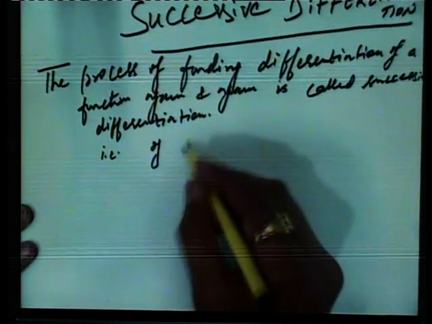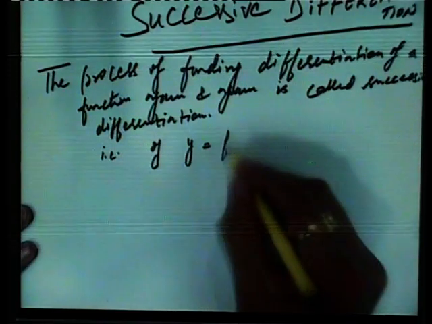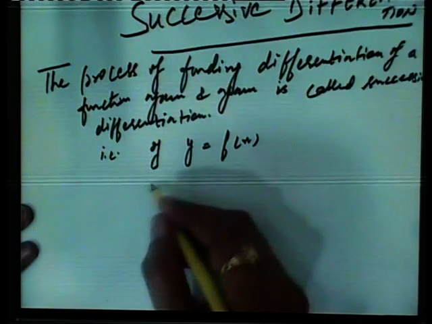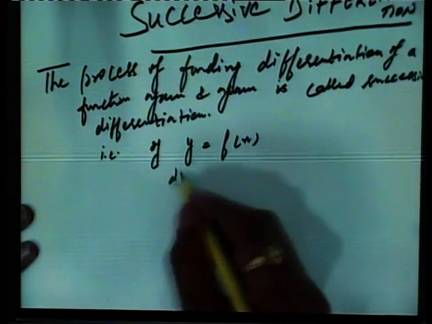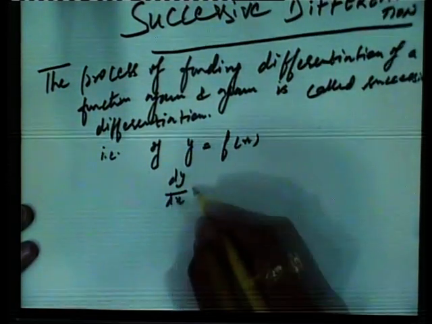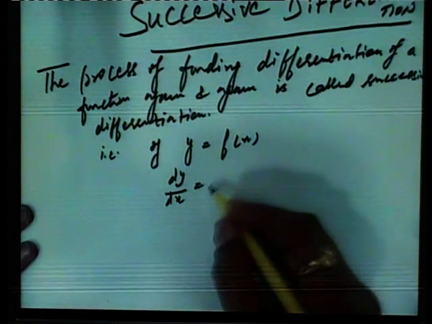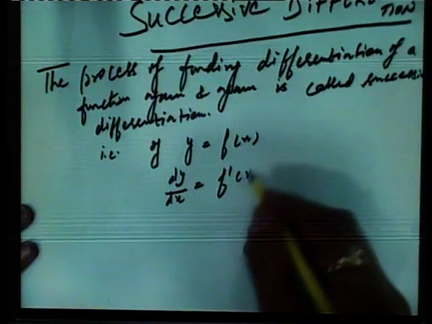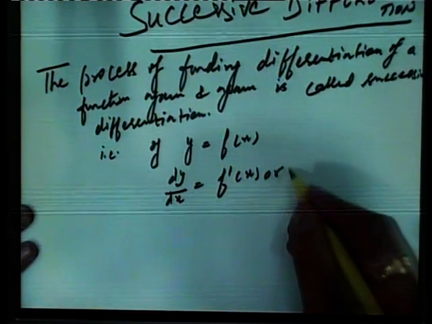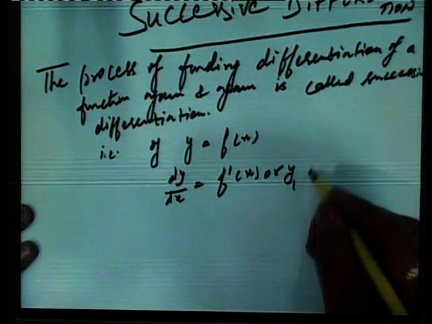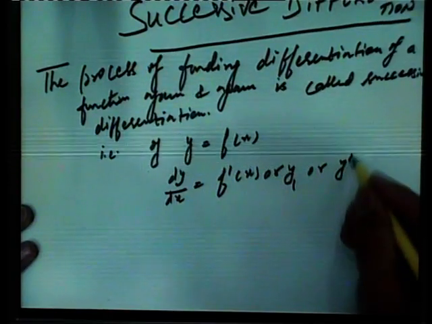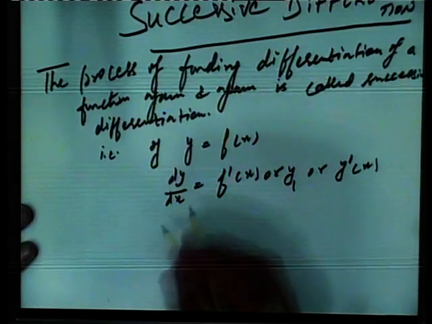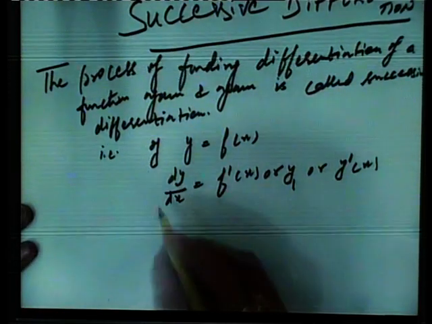Successive differentiation, that is, if y is a function of x, any variable x, then its differentiation of y with respect to x is called the first derivative of y with respect to x. It is denoted by f dash x or y1 or y dash x. These are the 2-3 representations of the first order derivative.